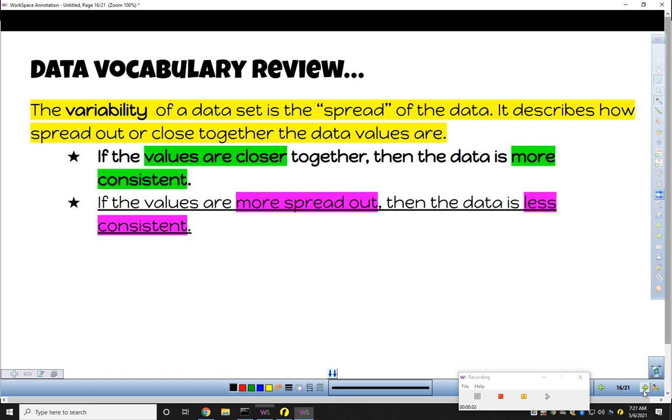If we ask everybody in the building how old they are, the data might be a little bit more spread out because we have 5th graders, we have 6th graders, we have young adults starting their career, we have older teachers ready to retire. So if the values are closer together, like in this room, then the data is more consistent. Consistently in this room, everybody is 10, 11, 12. If the values are more spread out, then the data is less consistent.